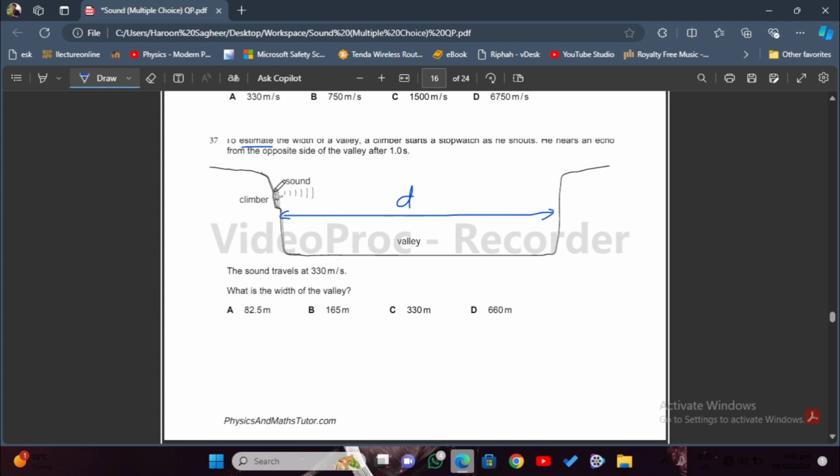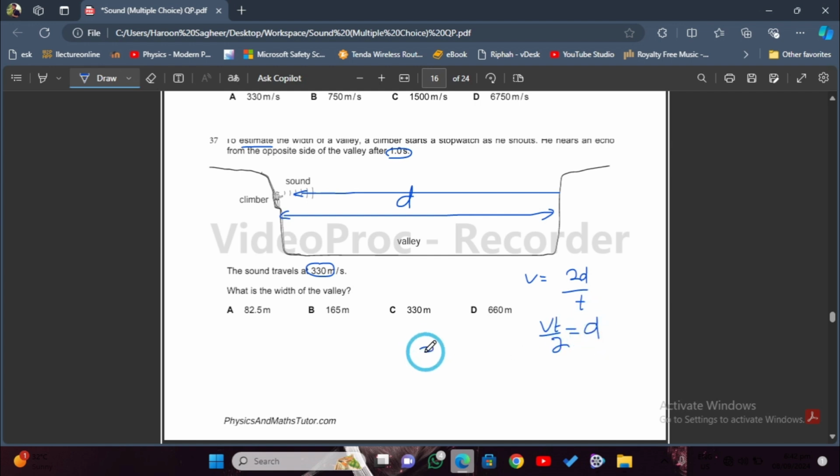So he would clap his hand, and the sound will travel in this direction and it will come back. So it's the typical echo case. Here's the speed, the width of the valley we have to find, and the time is 1 second. Okay, so we can use this formula again, 2d over t. So it will be like Vt divided by 2 equals d.